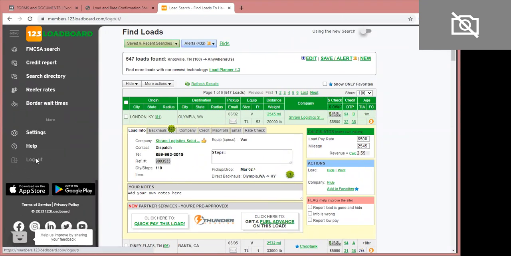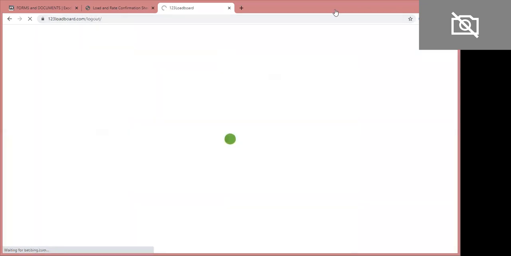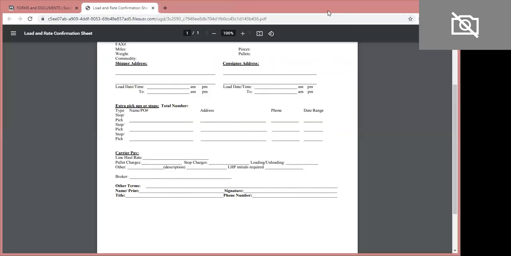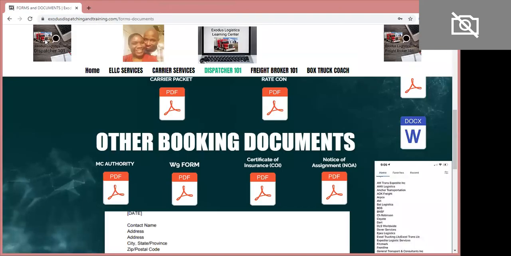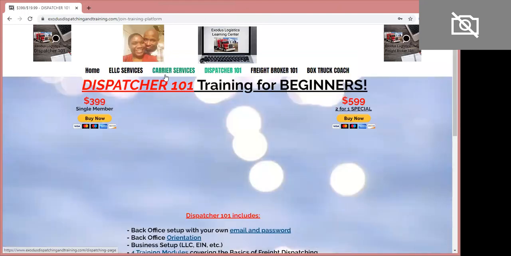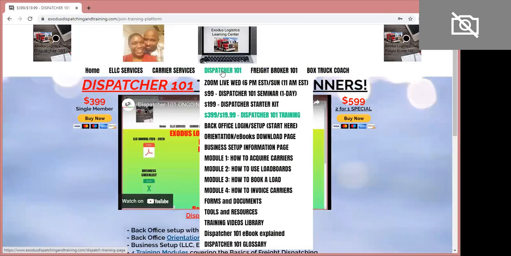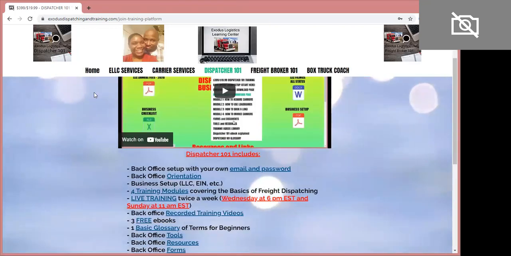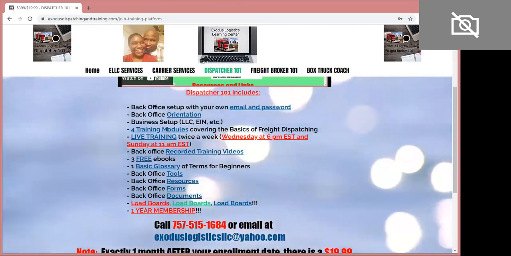Let me go to the website. Let me log out of here. And the ongoing course is $3.99 to enroll, and then a $19.99 a month subscription to maintain all the access 1 month after the enrollment date. So if you go to the website, you can pretty much read that right on the front page, the beginning page, everything that's included right here.